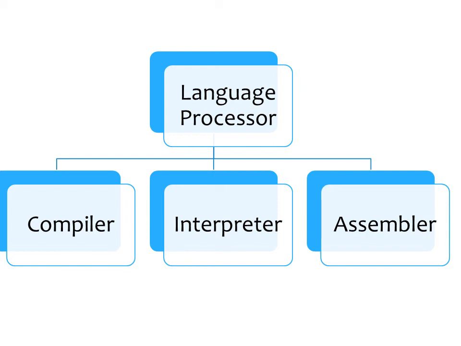There are three categories of language processors. Number one is compiler, which converts the entire program in one go. Then comes interpreter, which converts the program line by line. And at last is assembler, which works only with assembly language. That is, these three types of language processors convert the human written programs to be understood by computer and convert the results produced by computer into human acceptable form.